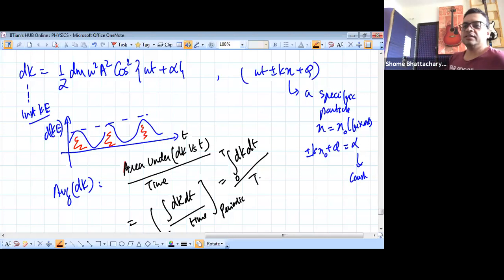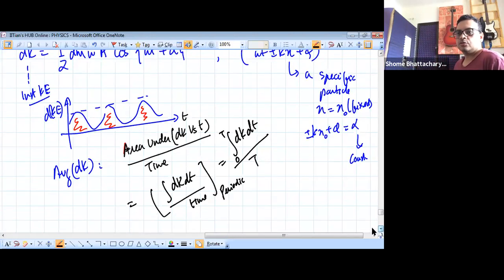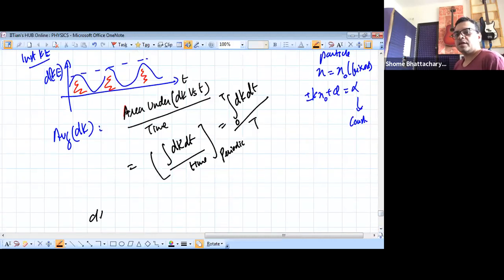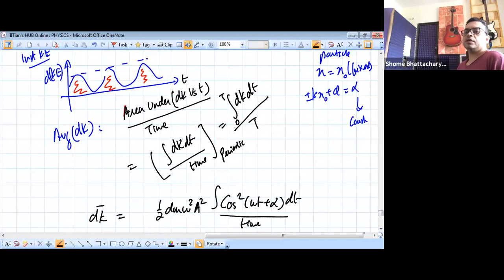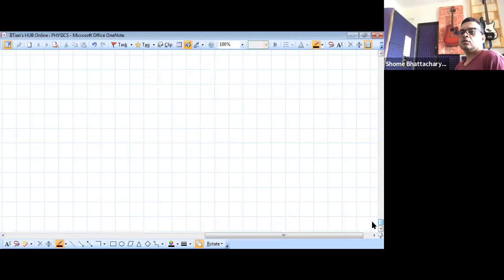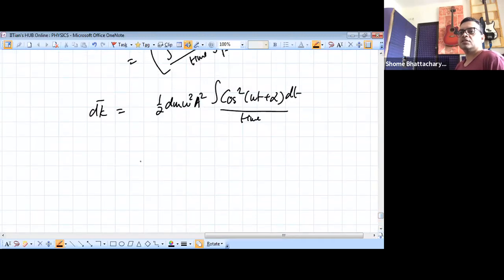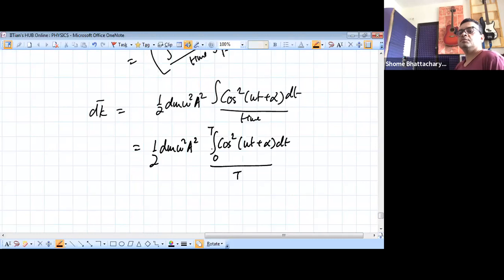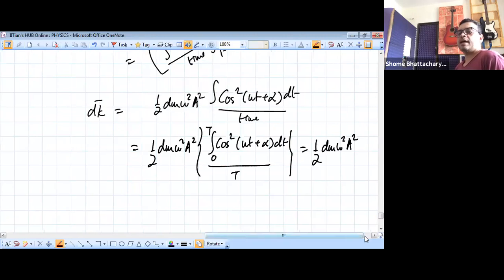So this is what we want to calculate over here, the time average of the kinetic energy of that particular particle. So when we calculate this thing, the time average of kinetic energy is basically half dm omega square A square cos square of omega t plus alpha, integrated over time divided by time. This is the quantity. Because the cos square function is a periodic function, we can just do this over one cycle and divide by that cycle. So this thing is nothing but half dm omega square A square into what we call the average value of cos square.